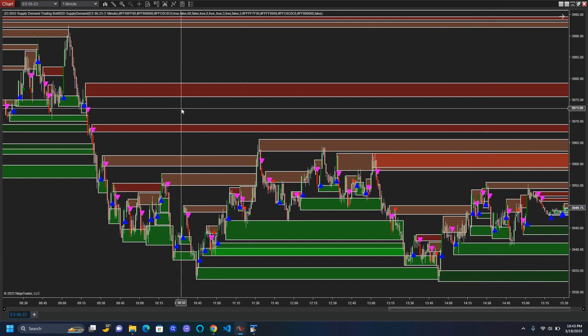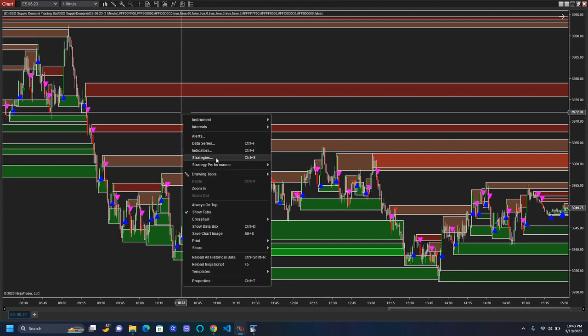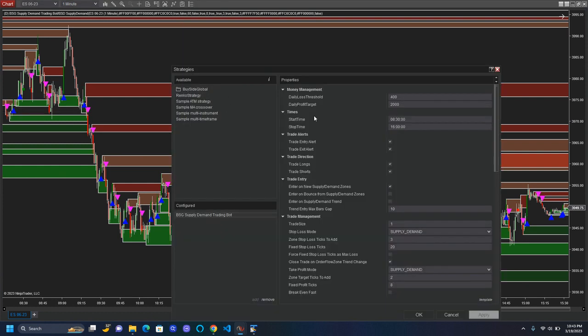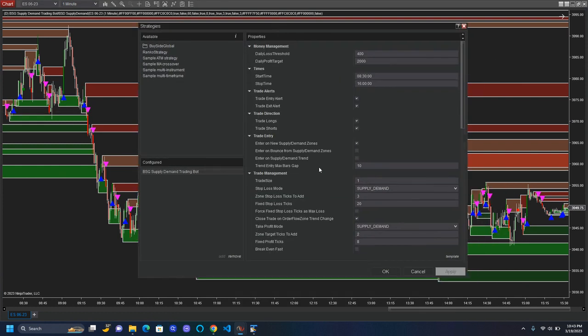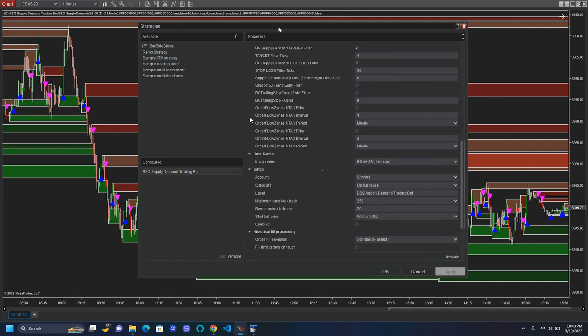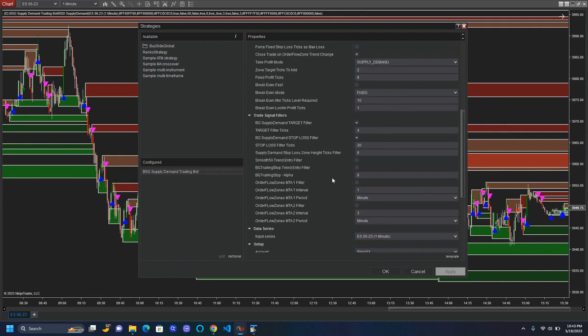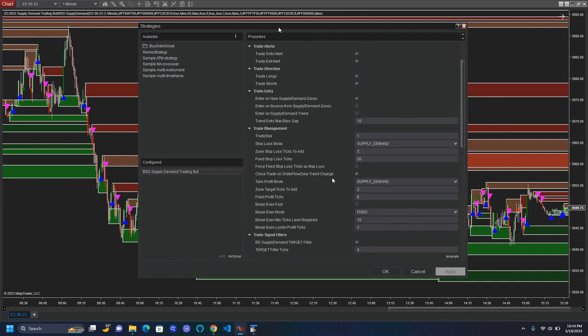Okay, so how do you make sure you do the same thing in the bot? Let's go back to the supply and demand trading strategy here. We have the filters. Every trading strategy has three components. We have talked about that multiple times.